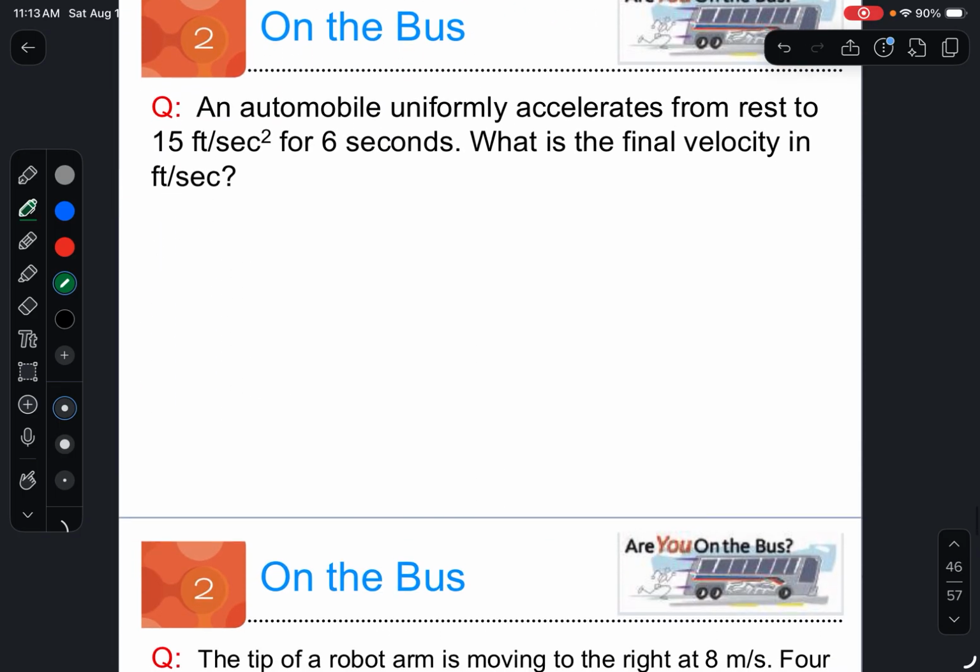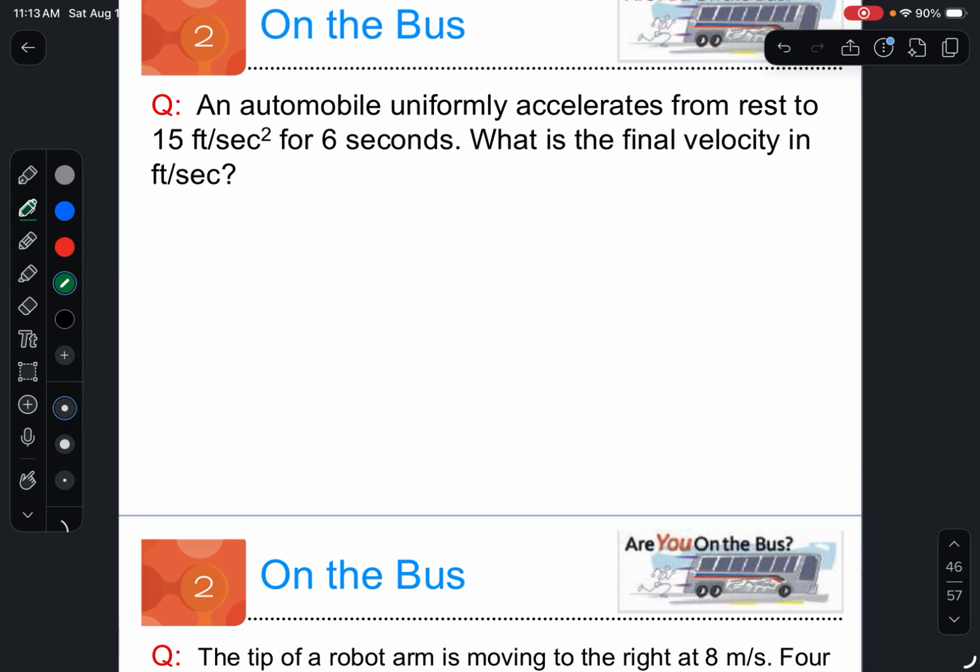Okay, our next one: an automobile uniformly accelerates from rest at 15 feet per second squared for 6 seconds. What's the final velocity in feet per second? Okay, so uniformly tells us it's constant acceleration. For constant acceleration, it might say constant, it might say steady state, it might say uniformly. So that tells us we need a kinematic equation. We can use our first kinematic equation to find that final velocity.